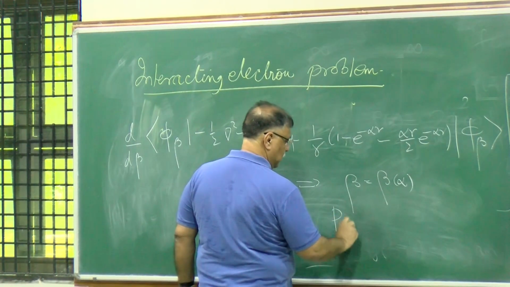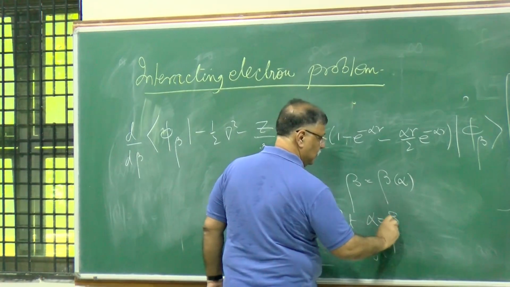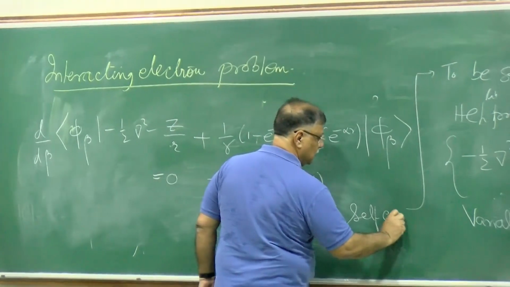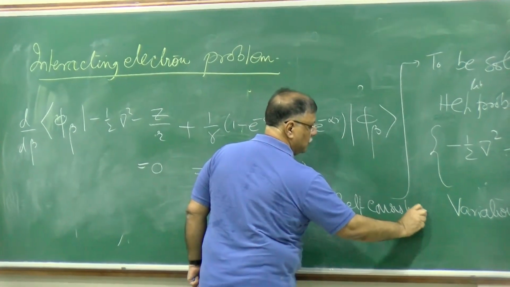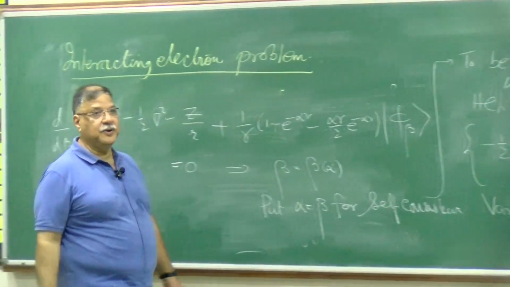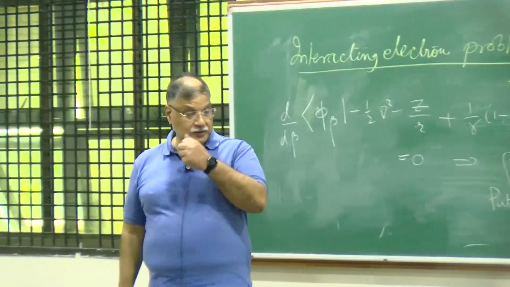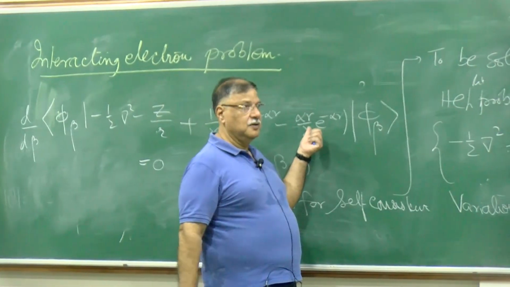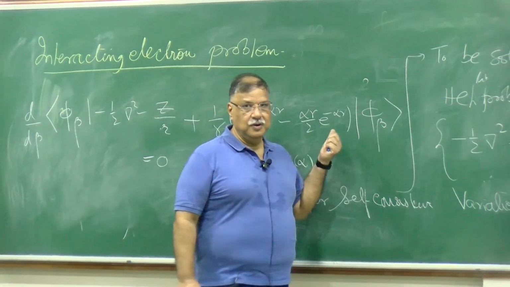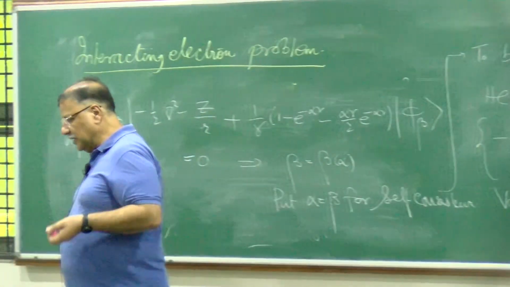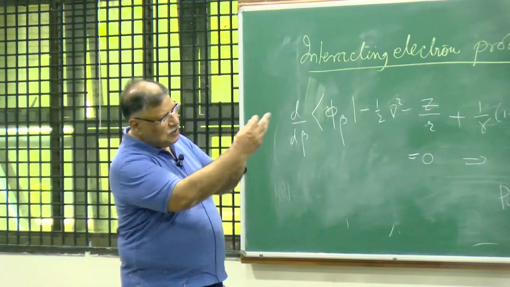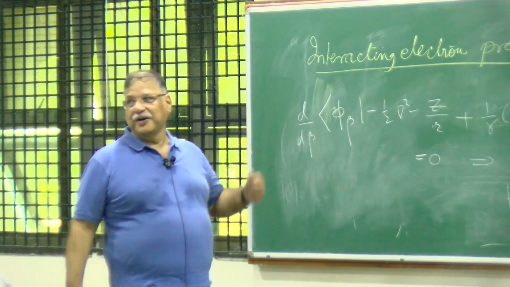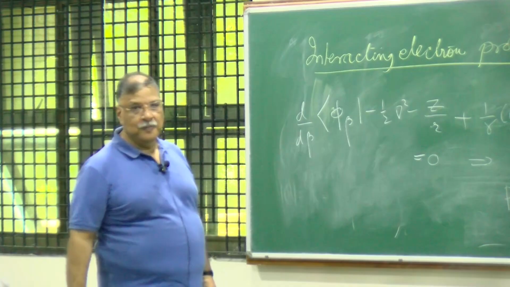Put alpha equals beta for self-consistency. And that gives you the answer, value of beta and alpha both. So that self-consistency comes because this orbital has to be a solution of this, but we're just finding a variational solution. Now I'm doing this because with this, if you keep changing the form of the potential, you can still solve it. You can do it analytically, which is a nice thing about this.